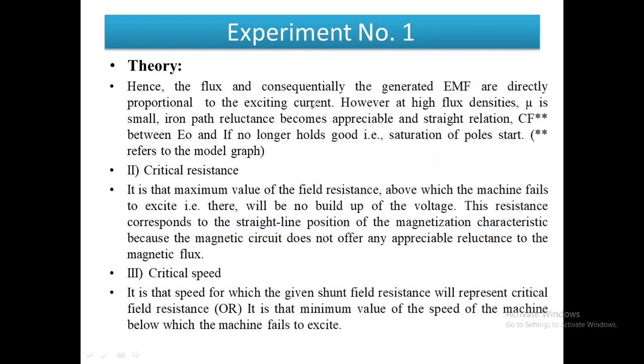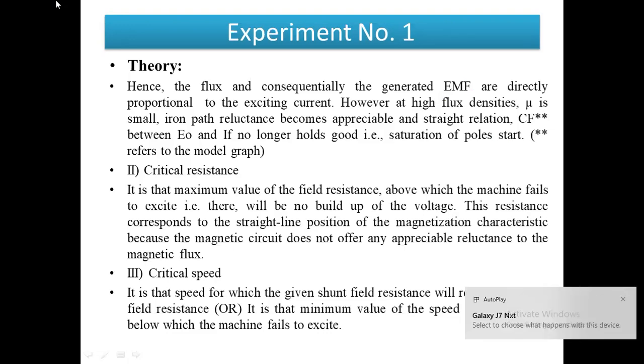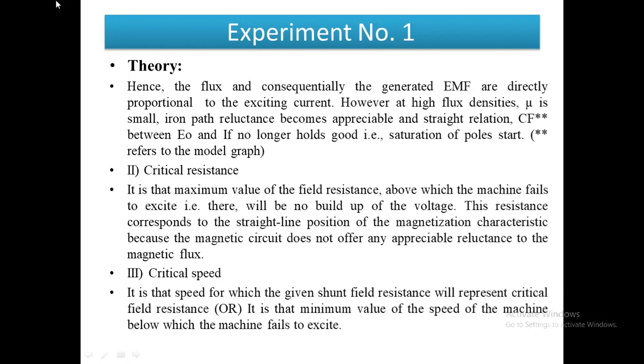However, at high flux density, when the flux density increases, the permeability of that material, mu, becomes small, and the reluctance of the iron path becomes appreciable. So the straight-line relationship between E0 and IF no longer holds good; that is, saturation of the pole starts. So after that it deviates from its linear relationship.